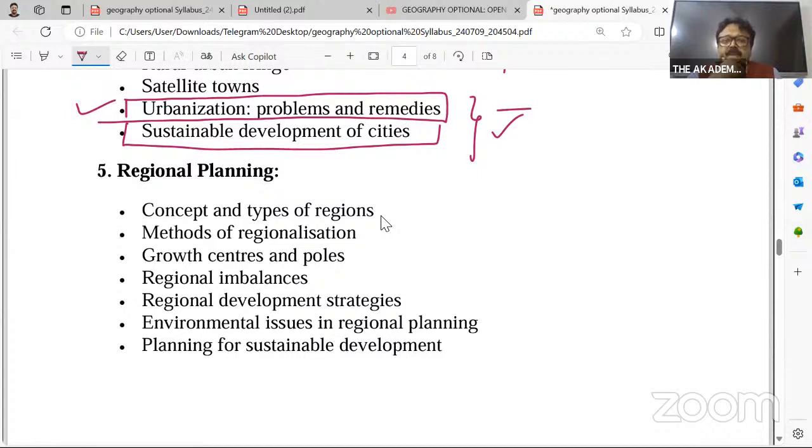Then come to regional planning: concept of type of region, method of regionalization, growth center and regional imbalance. Again, जब आप regional imbalance पढ़ते हैं, regionalism पढ़ते हैं, तो ये सारे ism कहाँ पे आते हैं? Please find it out in your GS.